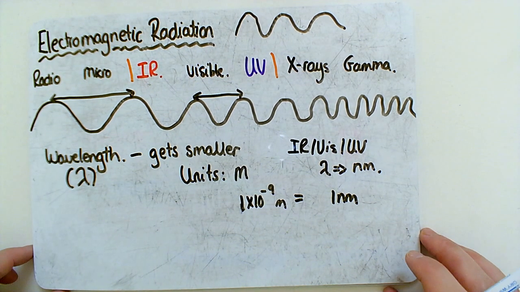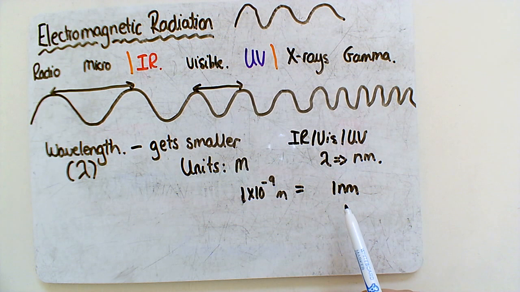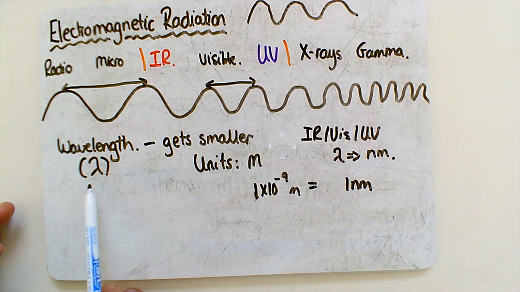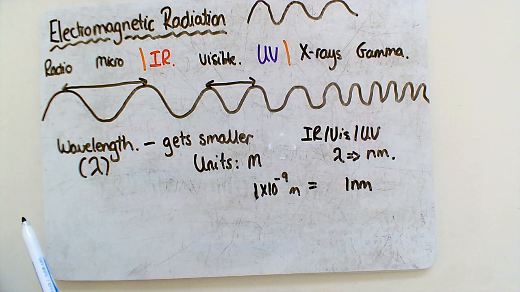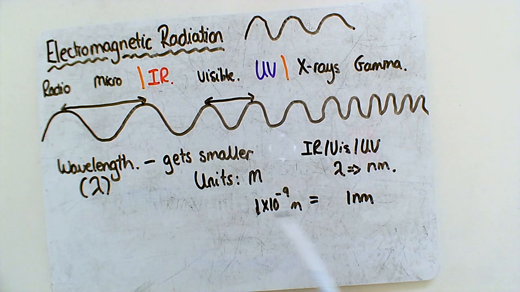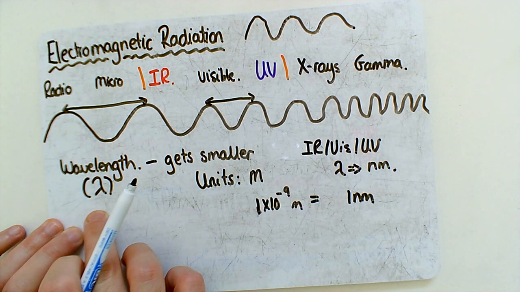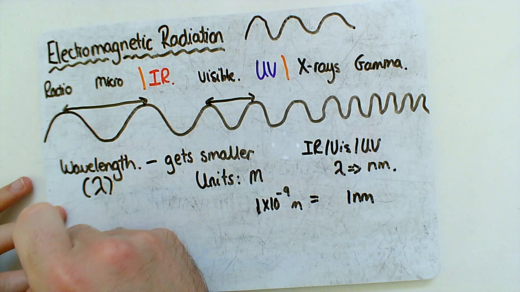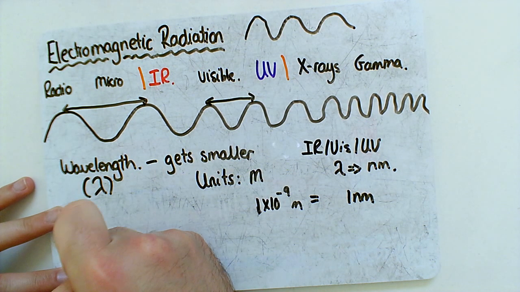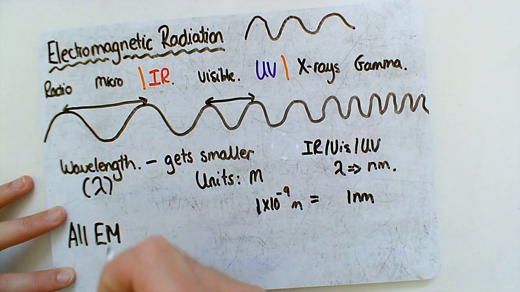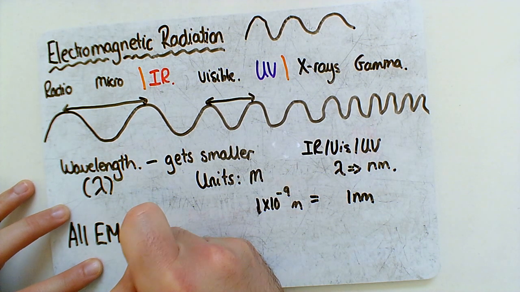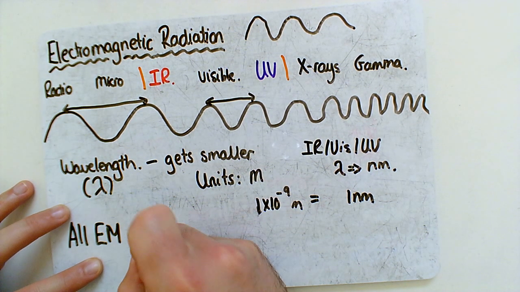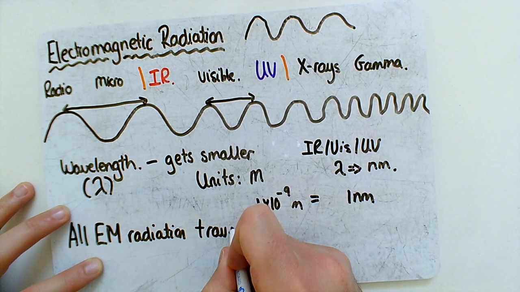So for these, if you're given a value in nanometers, you're going to have to convert it into meters. And the symbol for wavelength is lambda. Now that's one thing that is different for every type of electromagnetic radiation. The wavelength is different. However, they have one thing that is constant. And all EM, so that's electromagnetic radiation, all EM radiation travels at the same speed.